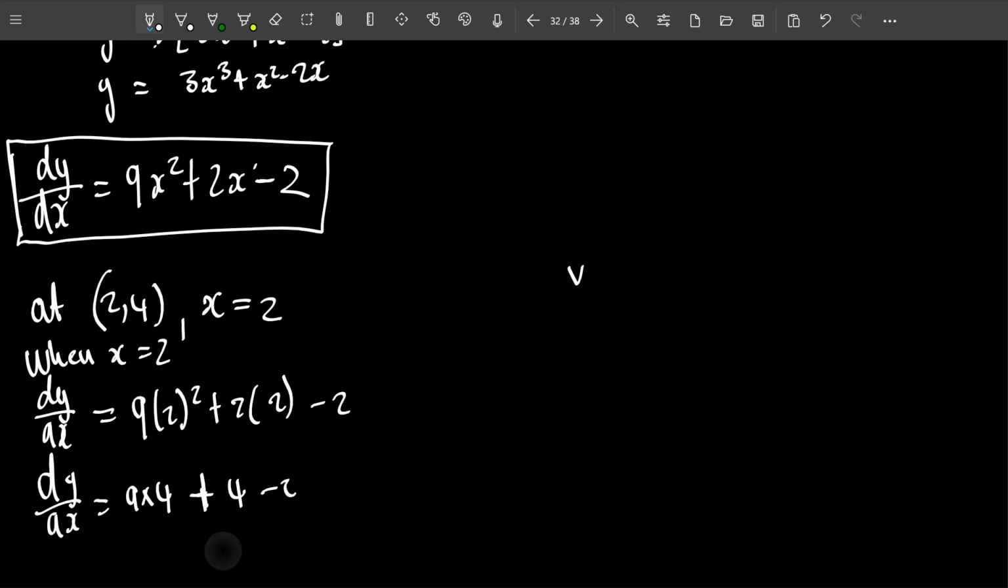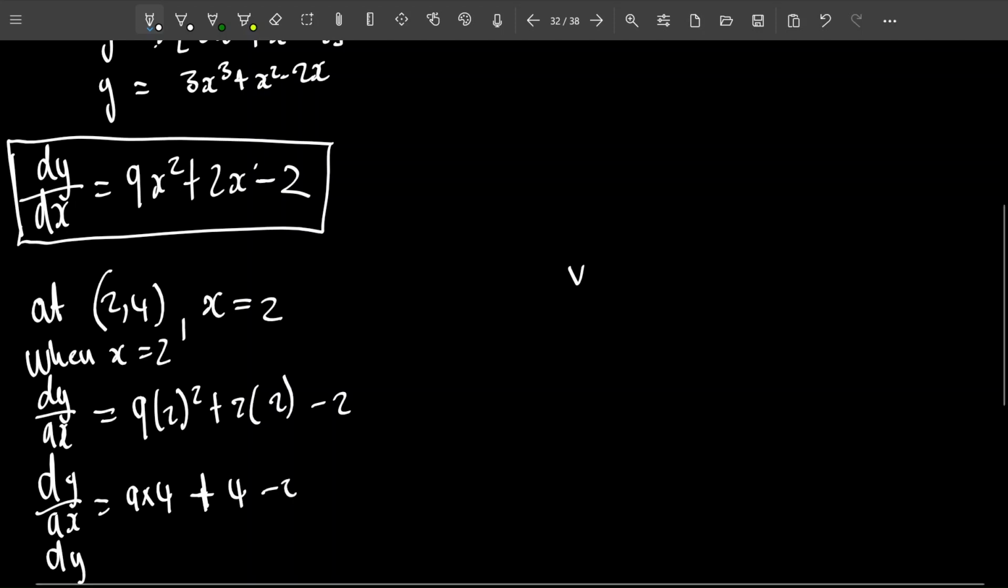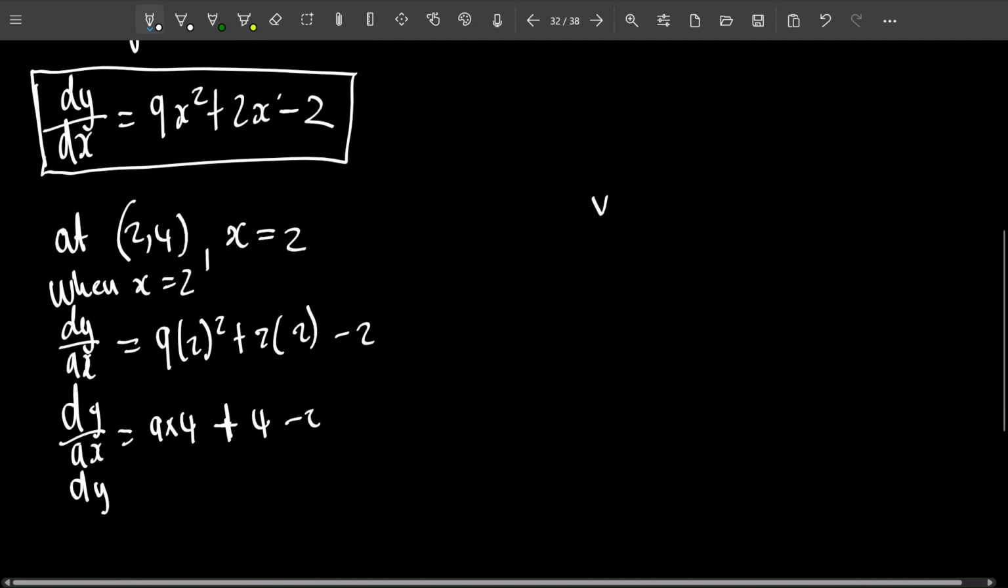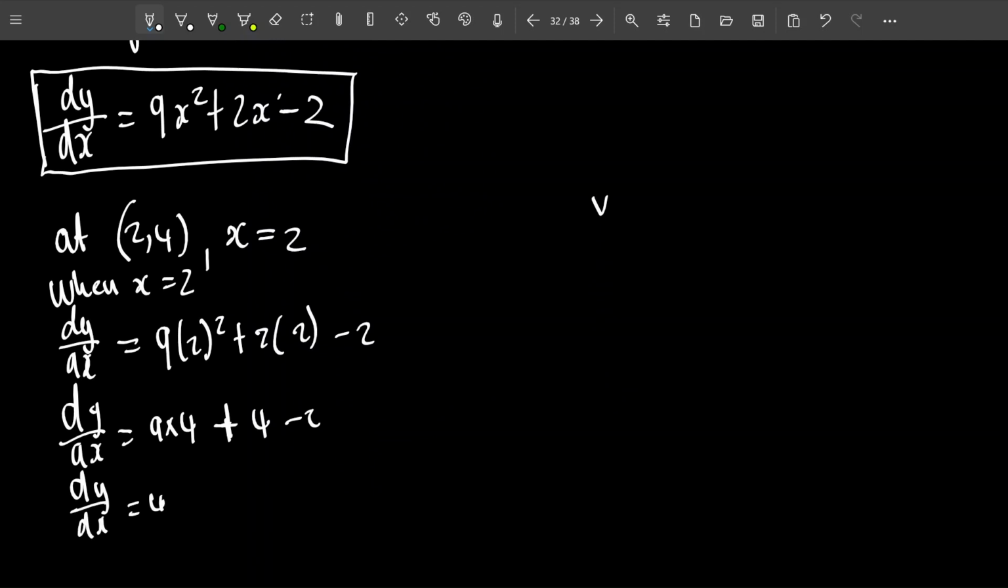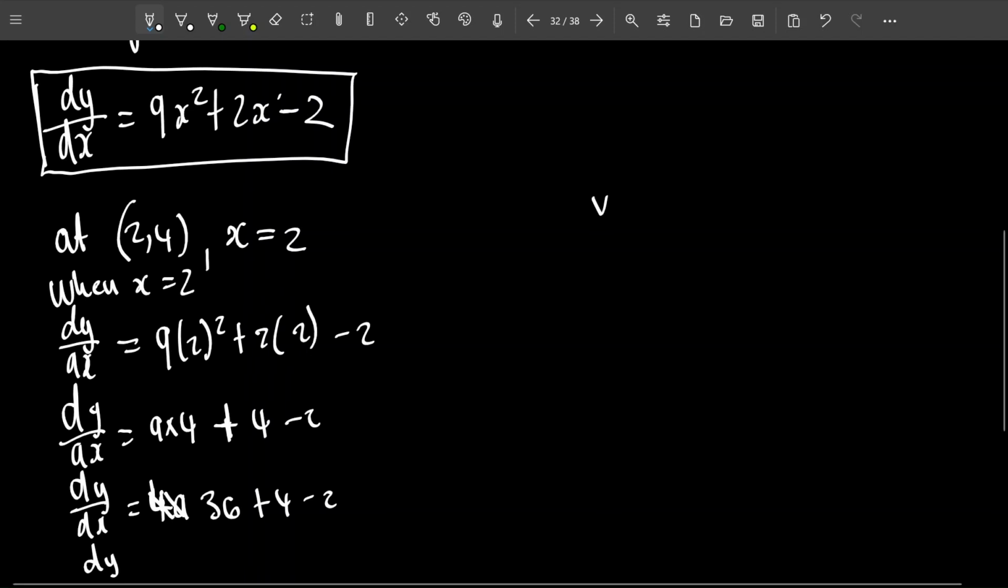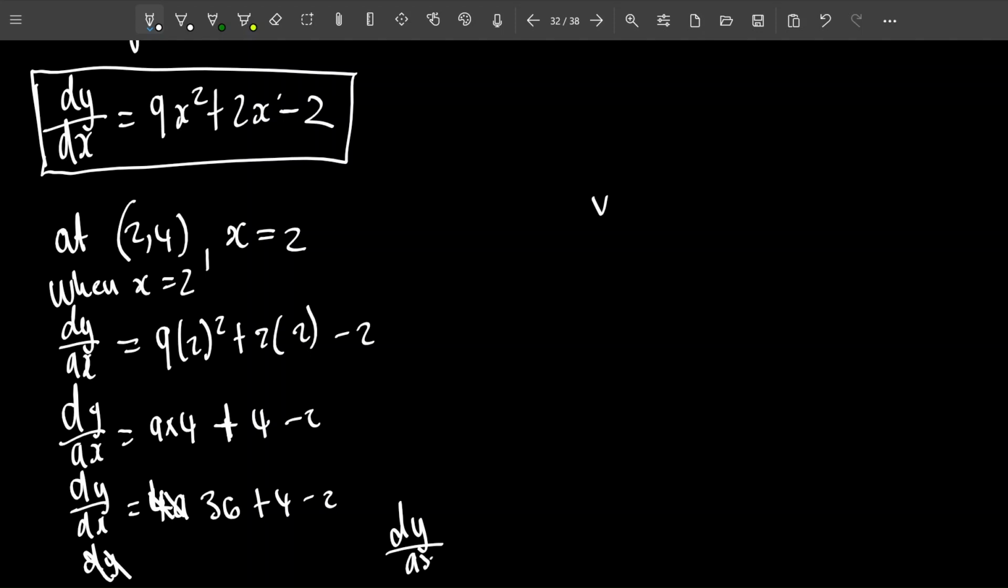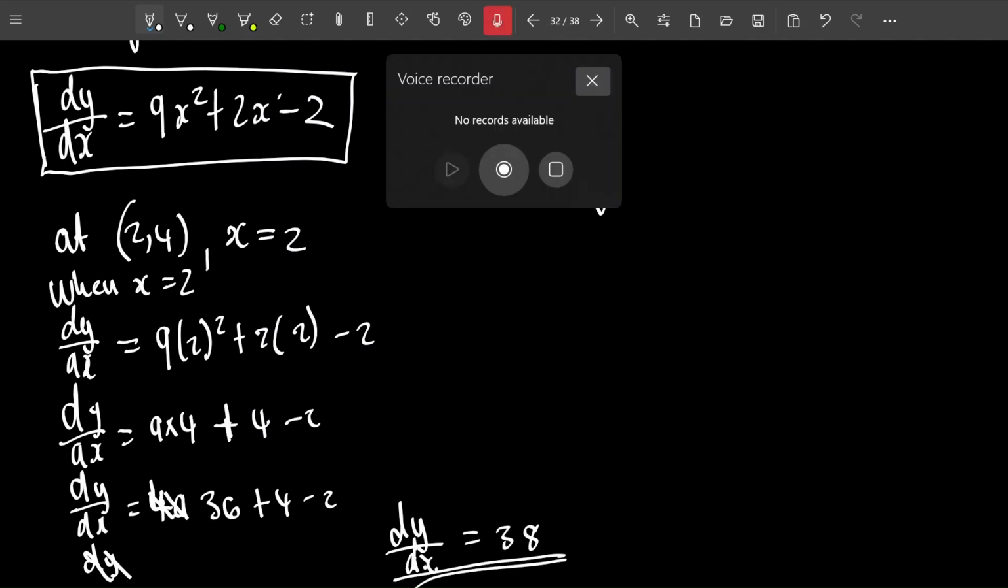And then minus 2. So it's 9 times 4, which is 36, plus 4 minus 2. 36 plus 4 is 40, minus 2. We can say that dy/dx is equal to 38. Done.